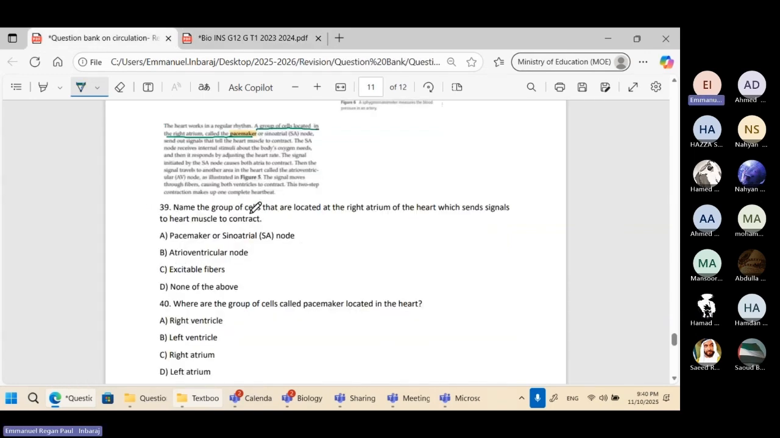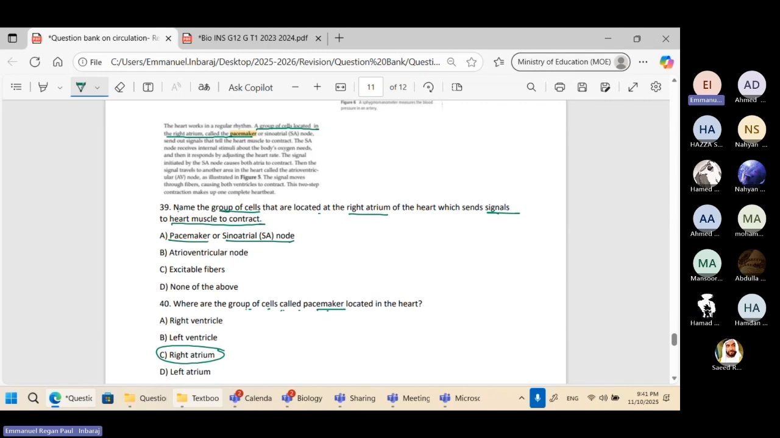Here, see, name the group of cells that are located at the right atrium and send signals to the heart muscles to contract. What's the name of it? Pacemaker, or sinoatrial node. Okay, where are the group of cells called pacemaker located in the heart? Right atrium. They are located at the right atrium.